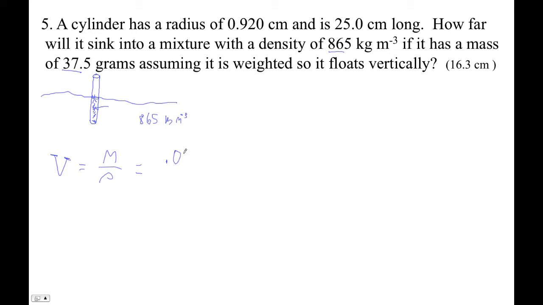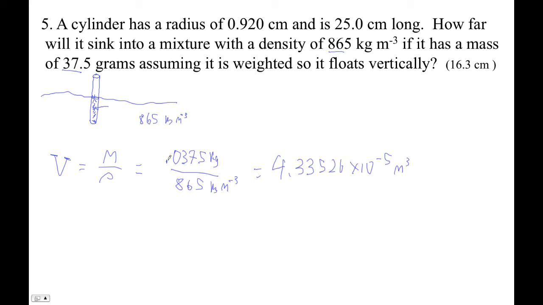So 0.0375 divided by 865, and that's kilograms per cubic meter, right? So 0.0375 divided by 865. I'm going to store that in V for volume. And that is 4.33526 times 10 to the minus fifth, approximately, cubic meters. Not very much, right? Okay.